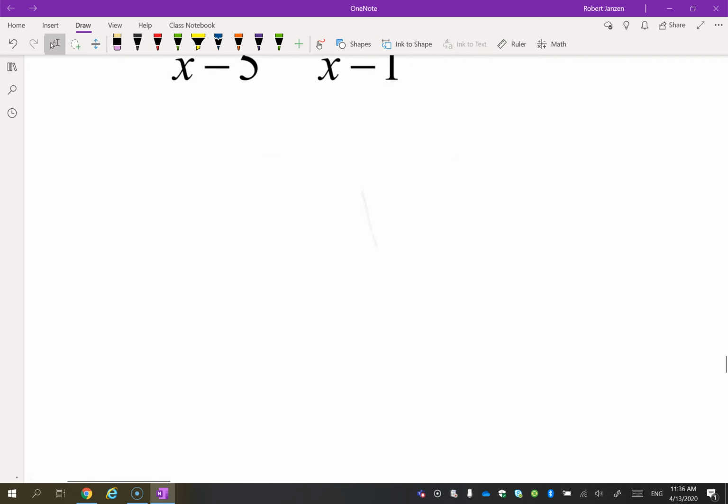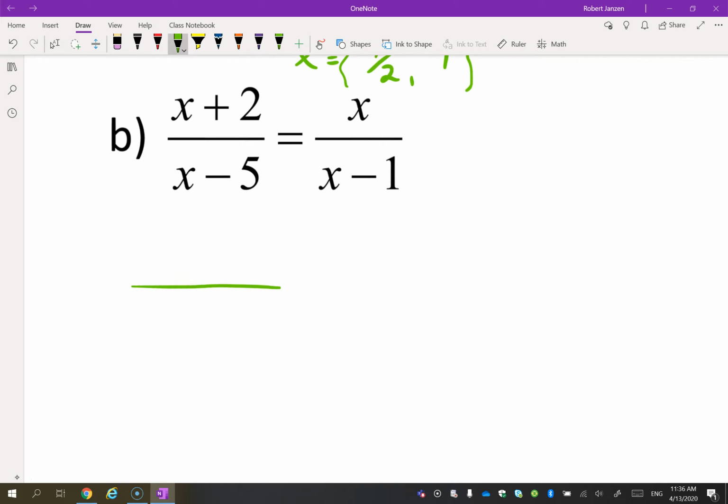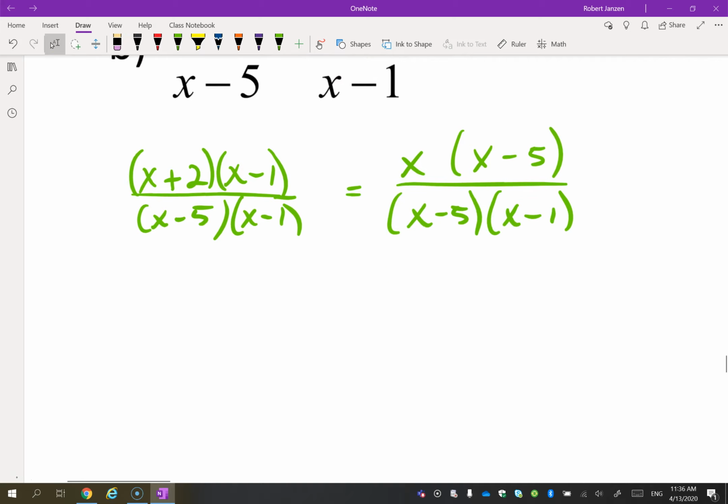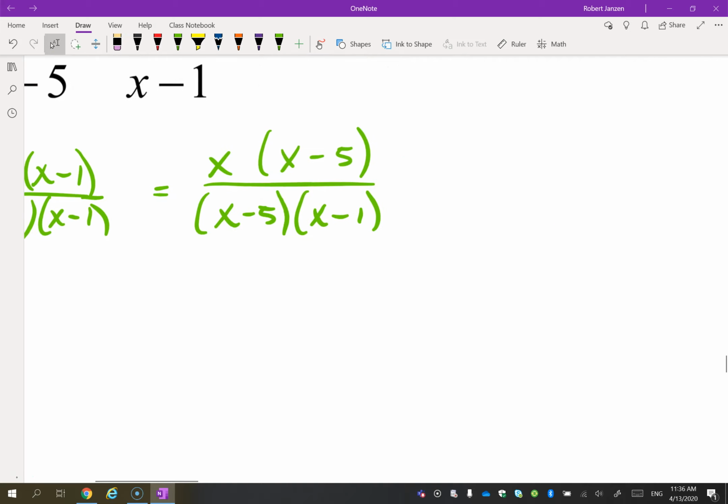All right, let's try this one. What is the LCD? X minus 5, x minus 1. X minus 5, x minus 1. Okay, what did I do to the first fraction? I multiplied by x minus 1. So I'm going to put x plus 2, x minus 1. What did I do to the second fraction? I multiplied by x minus 5. Okay. So very quickly, x cannot be 5 or 1.